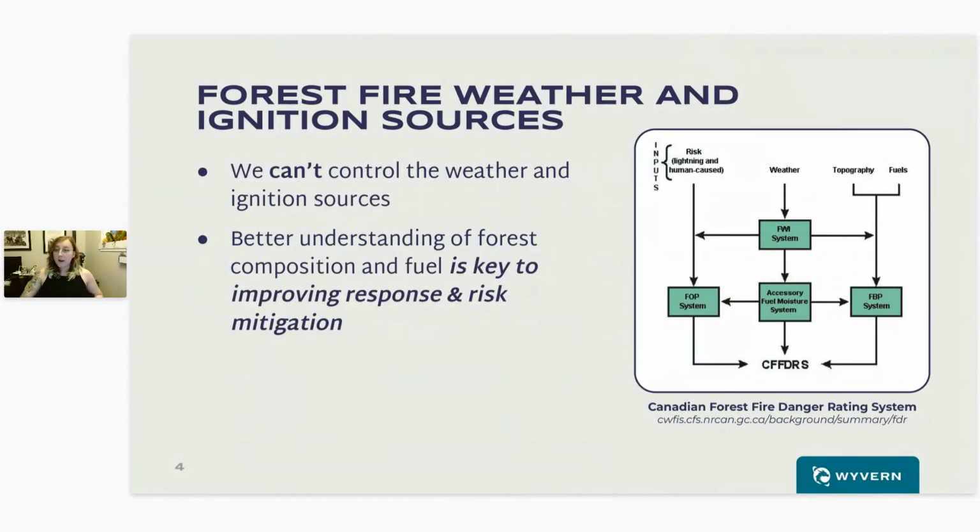And so I think it's important to go back and think about forest fire danger, forest fire weather. This is the Canadian forest fire danger rating system. Every jurisdiction is going to have a different one. But let's look at our inputs, right? Our inputs are weather, topography, fuels, and ignition sources. Unfortunately, not yet, we can't control the weather. We can't control topography, and we can't really control ignition sources. I think lightning is probably easier to predict than humans, unfortunately.